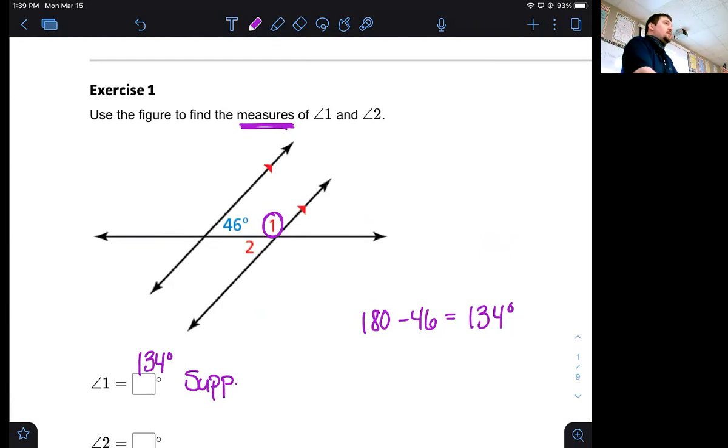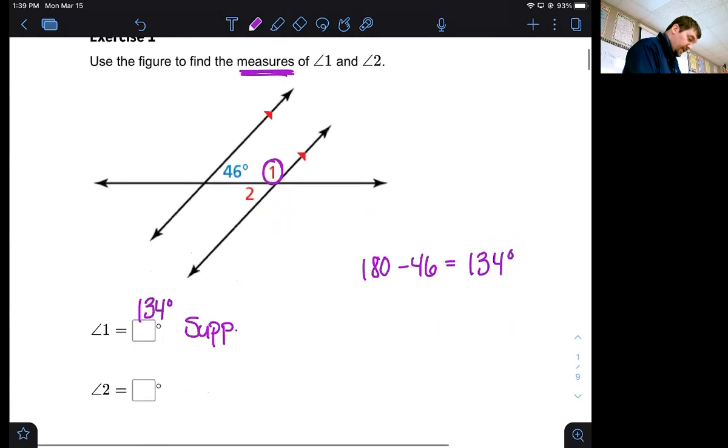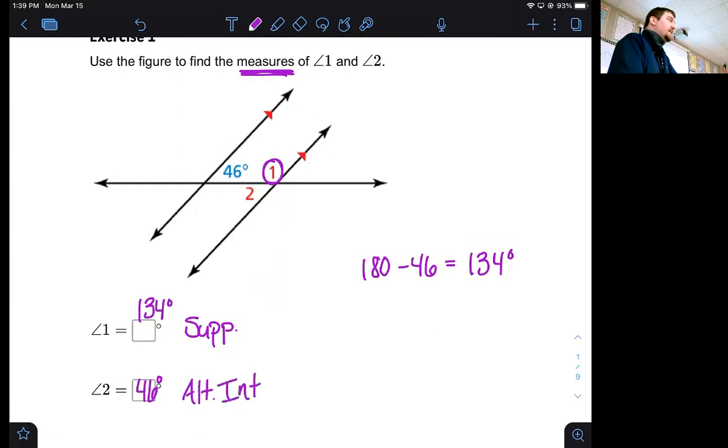Angle 2 is what, Caleb? 46. It is. And what's the special angle relationship between the 46-degree angle and angle 2? That is correct, alternate interior, and the abbreviation for that is ALT INT. Now, angle 1 is interior, but it's not on different sides of the transversal. So here's your transversal. To be alternate interior, you have to be on different sides.